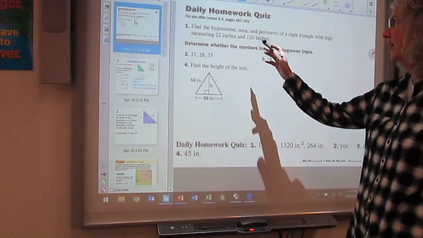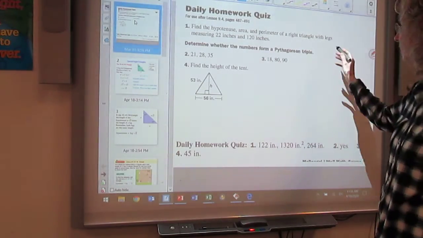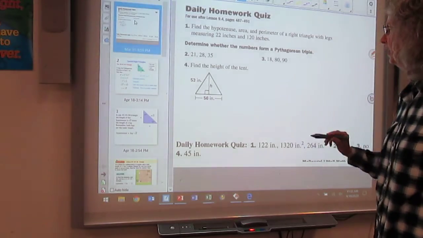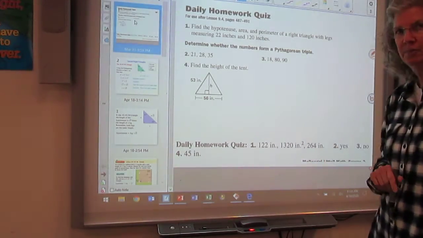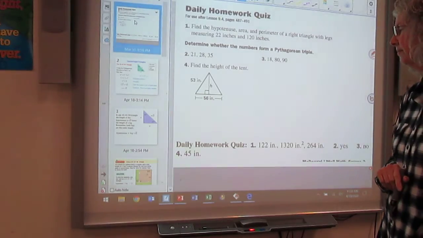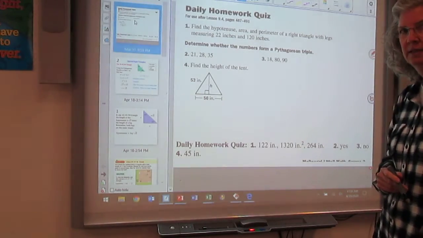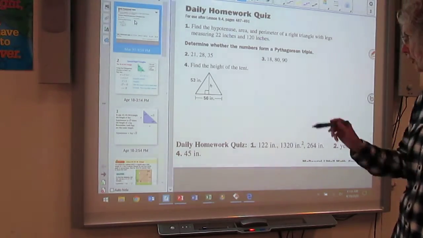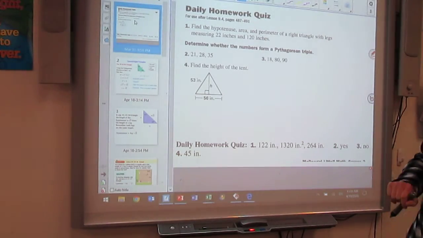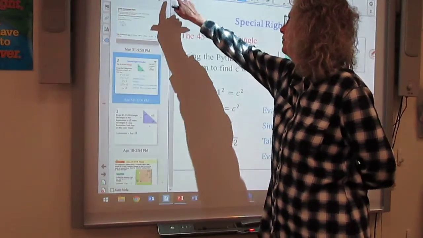You should be able to find the hypotenuse, area, and perimeter of a right triangle with these legs of 22 and 120. You should be able to determine if a triangle is a Pythagorean triple given the lengths of the three sides. And you should be able to calculate any missing length on the sides of a triangle. You could try that out. The answers are down here if you want to freeze the screen and try that out. But that is prior knowledge that you need to know.